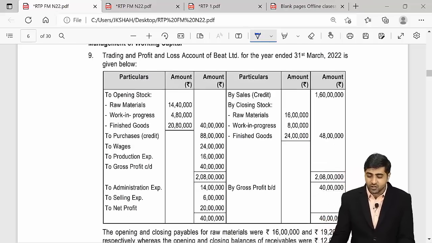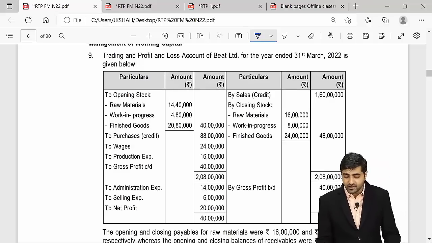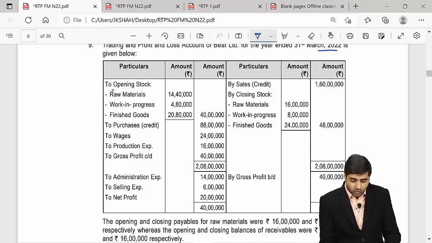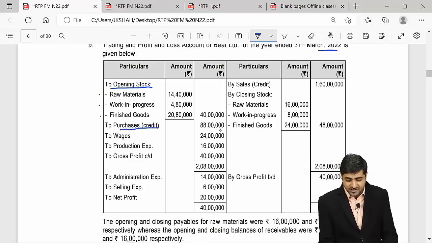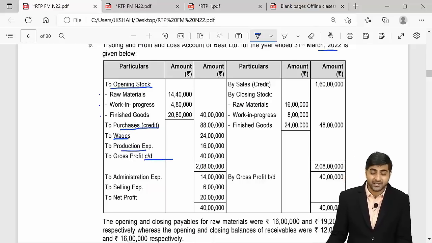Trading and profit and loss account of Beat Limited for the year ended 31st March 22 is given below, where we have the opening stock of raw material, work in progress and finished goods, and they have told you that all the purchases are on credit basis. We have wages, we have production expenses, and then we have gross profit carried down.